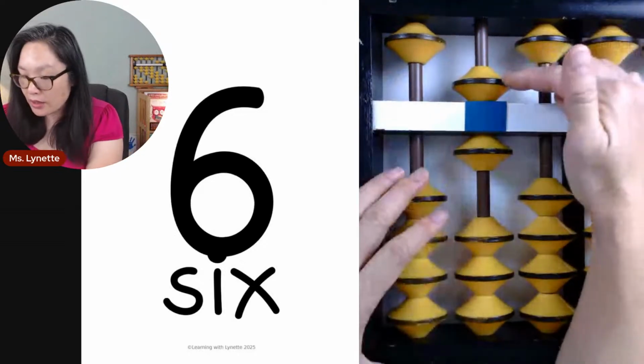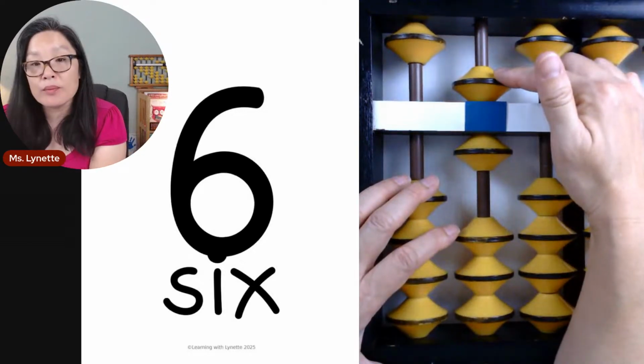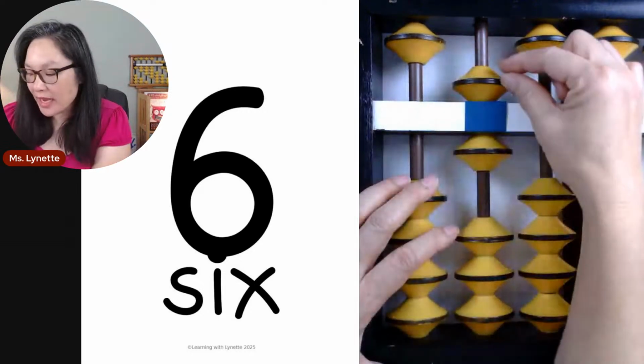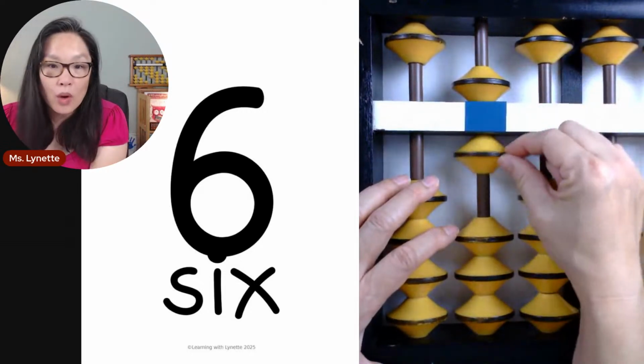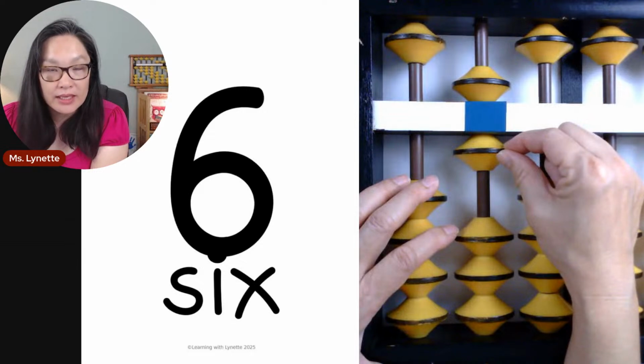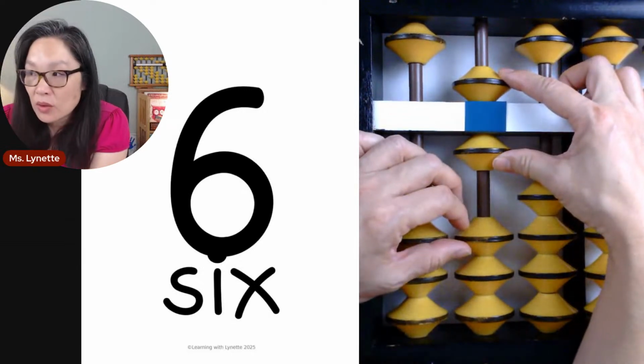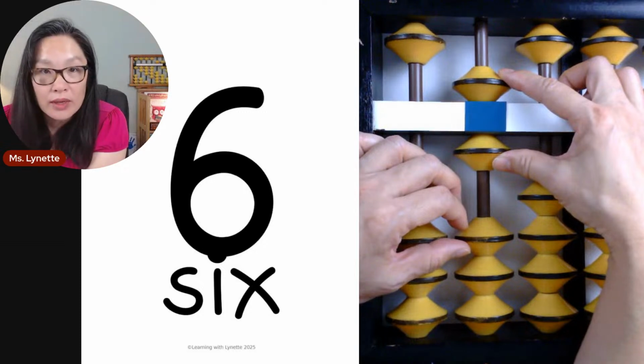This is 6. How do I know this is 6? Well, this is 1 bead on top and 1 bead on bottom. The top has a value of 5, so I'm adding 5, 6. 1 bead added makes it 6. And if anybody has questions, go ahead and put it in the chat, and I will answer all of your questions about abacus.